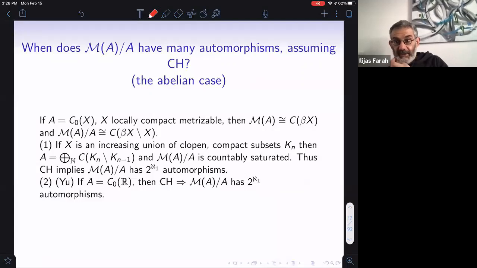In a sense, the opposite case of this here. And the first, most obvious case was solved by you back in the 80s, I think. If A is C0 of R, then the continuum hypothesis implies that the corona has 2 to the alpha 1 automorphisms. Again, you was working from a topological point of view. He was really looking at the Čech-Stone remainder, well, not really of R, but of the half line, 0 to infinity. But basically, the corona of R is just a direct sum of 2 copies of that.